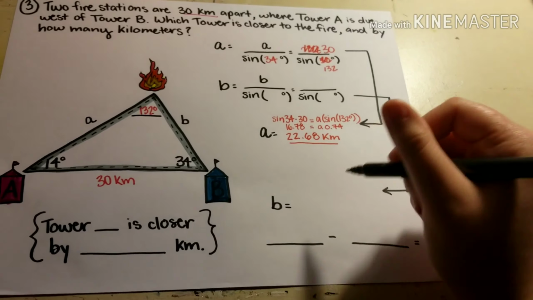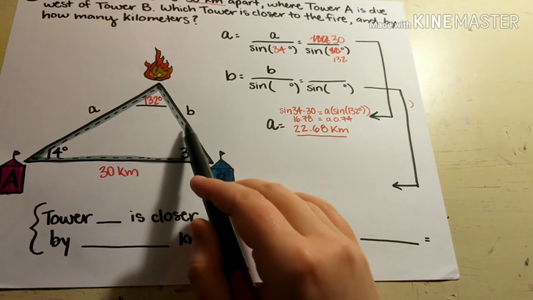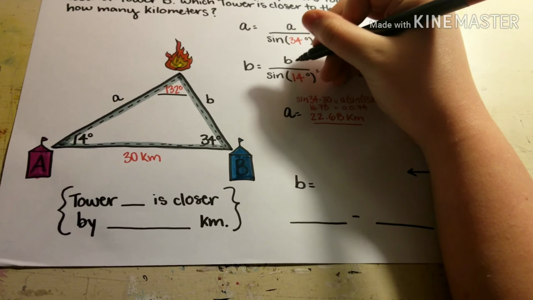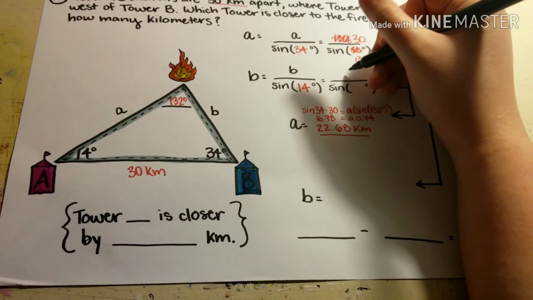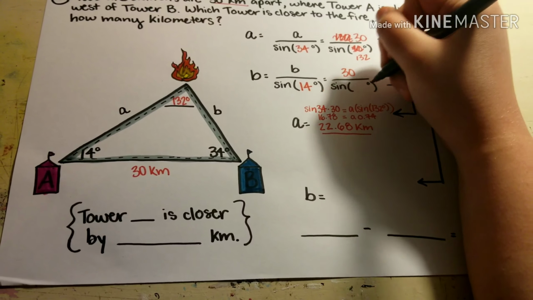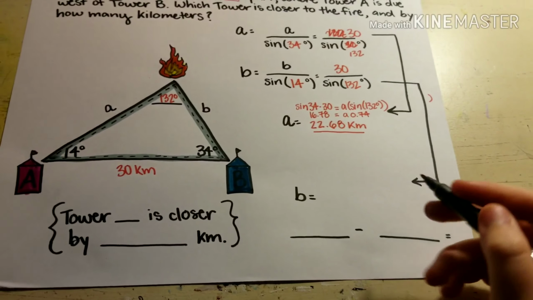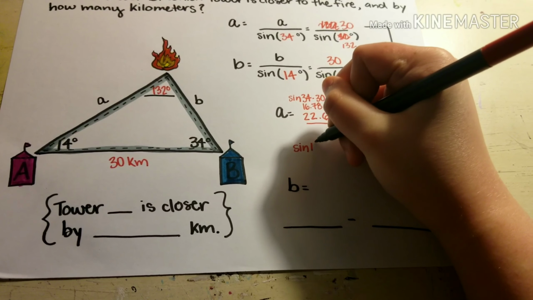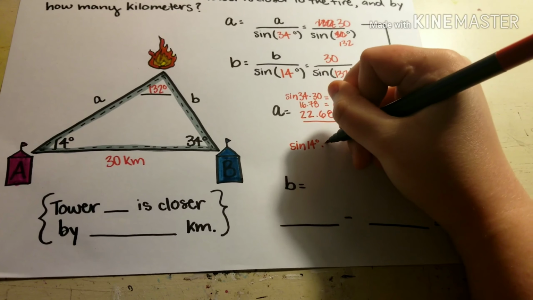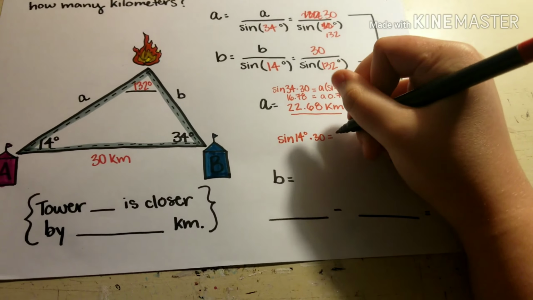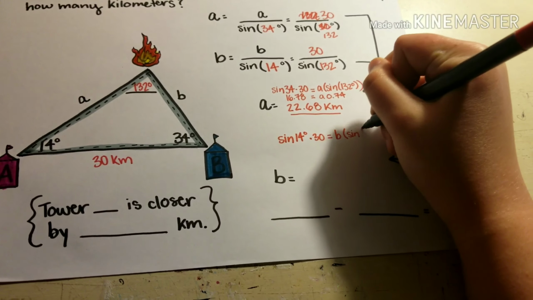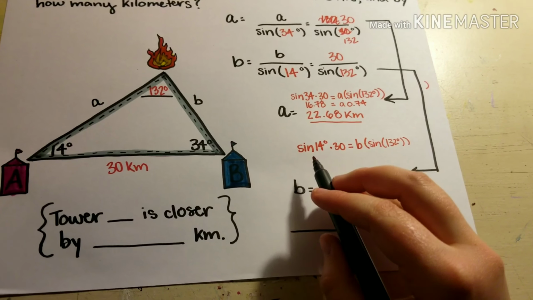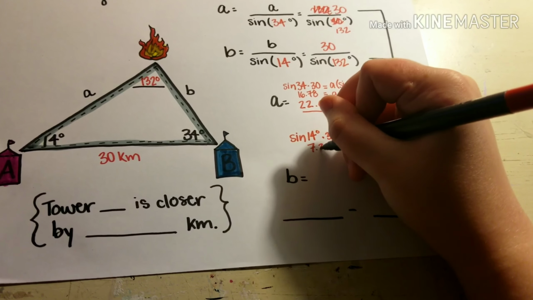And then to find your distance for B, again, you use the corresponding angle. So you would use 14 degrees here to go with your side B. And then just like up here, we use our given distance and the angle that we found. And to finish this one, you do the sine of 14 degrees times 30 equals B times the sine of 132 degrees. And when you multiply those, you get 7.26.